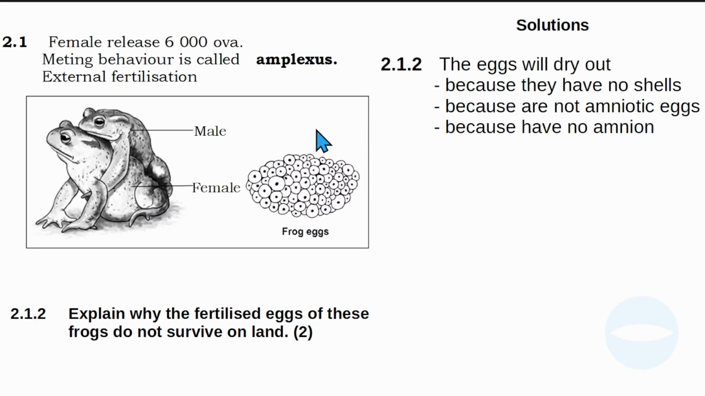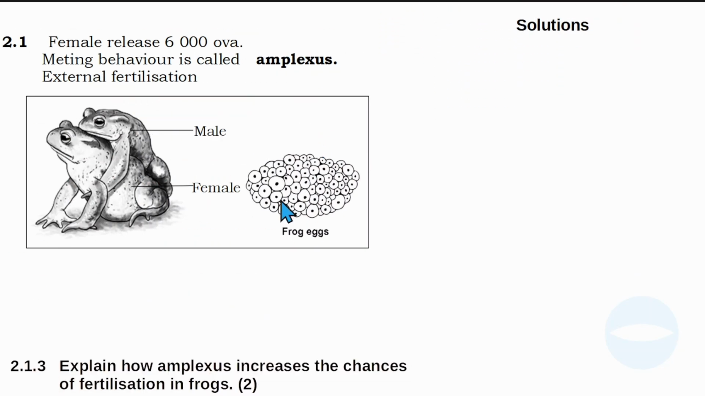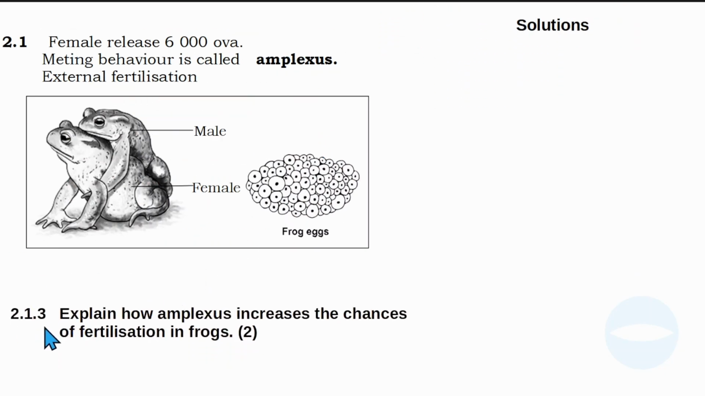So now let's get to the next question, 2.1.3: explain how amplexus increases the chances of fertilization in frogs. The female releases many ova, like 6,000 ova. The male climbs on top of the female and releases sperm on top of the ova, and this increases the chances of fertilization.